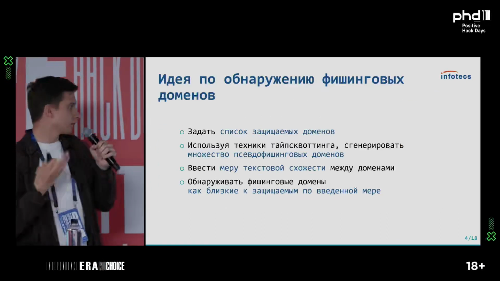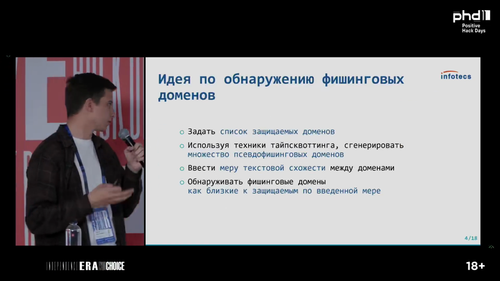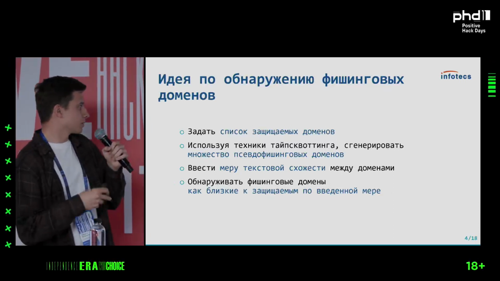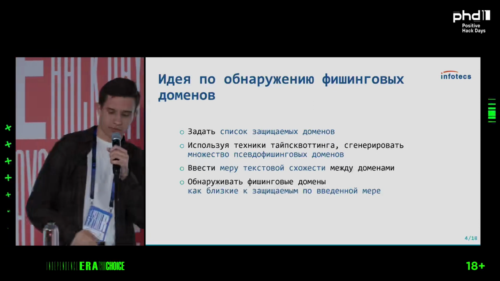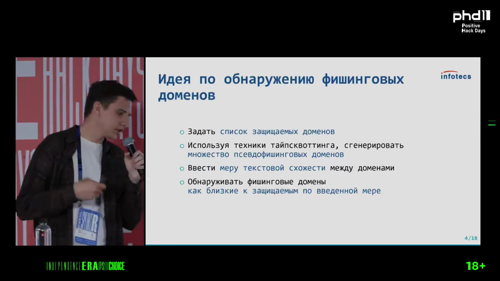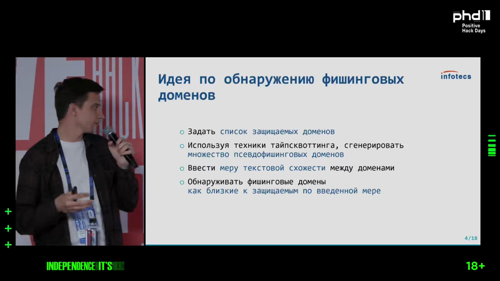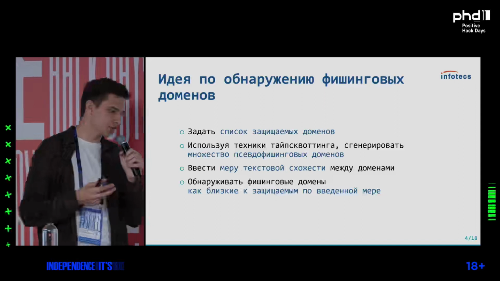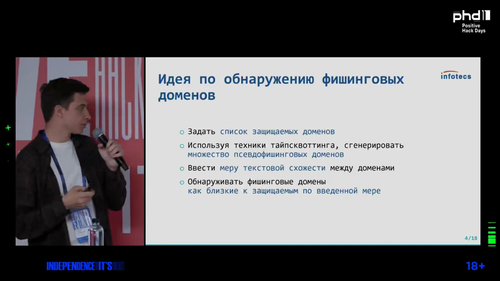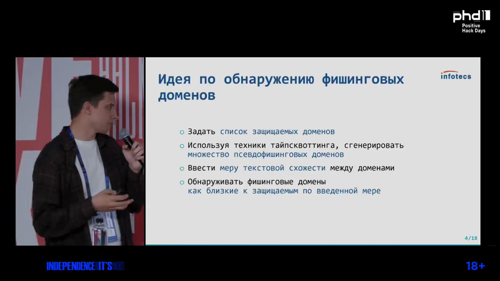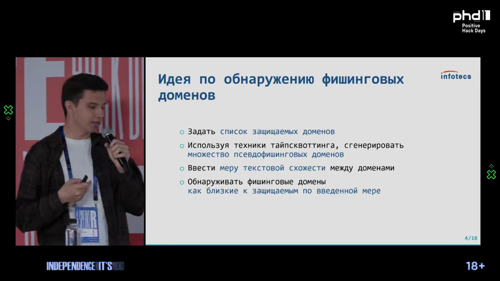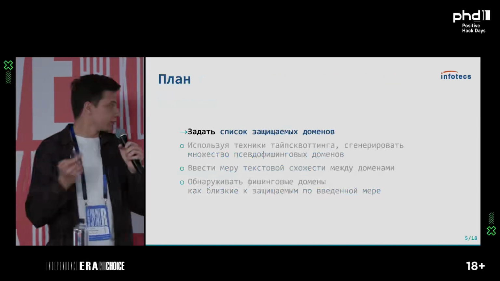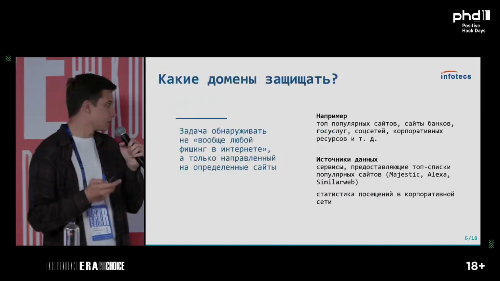So what's the idea? First of all, you need to create the list of protected domains. Then, by using the typosquatting methods, you generate those phishing domains, decide how you compare them, and find domains that are close to the ones that you are trying to protect. So let's use this as a plan.